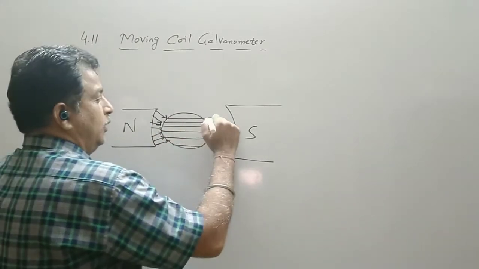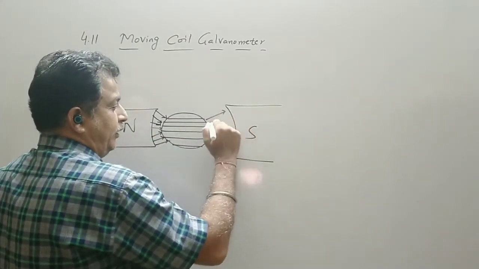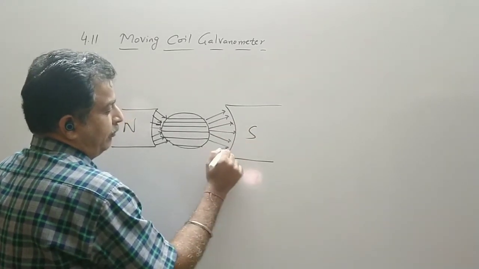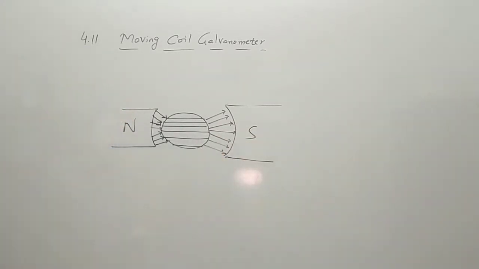This is called the radial magnetic field. This is called the radial magnetic field line. So this is how the top view looks. That is, the magnetic field lines are not straight but they are radial. We call it radial. And this is our n turns.